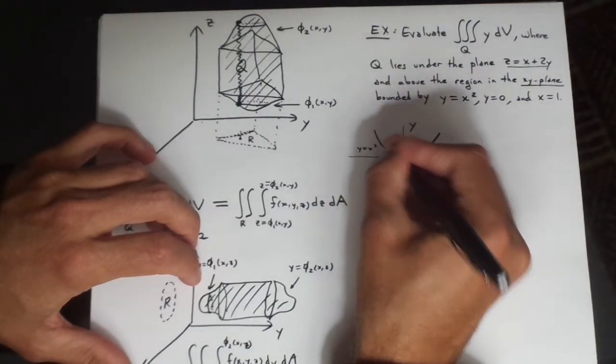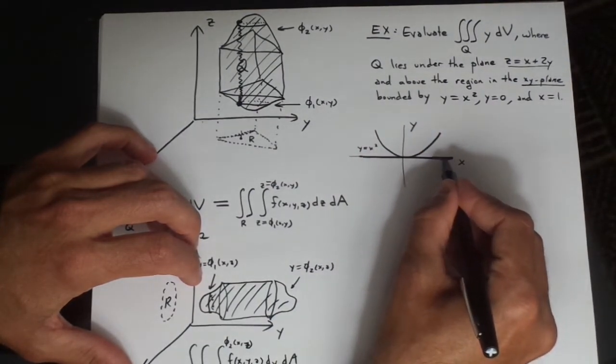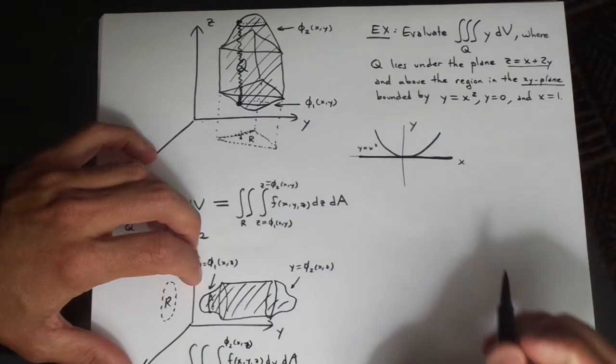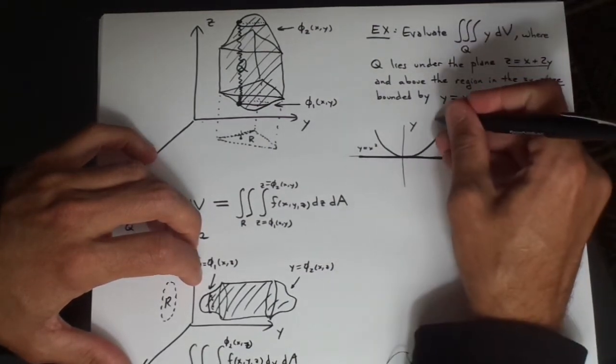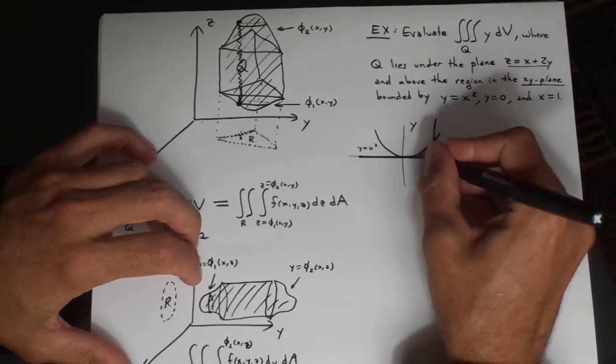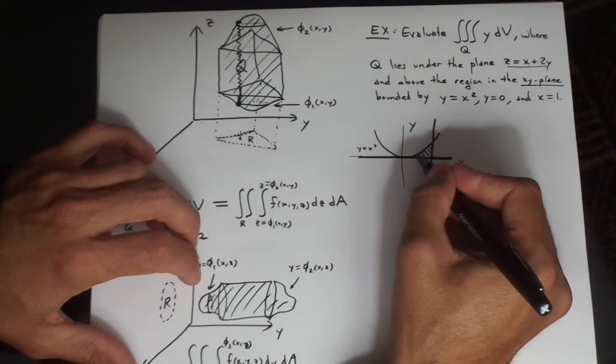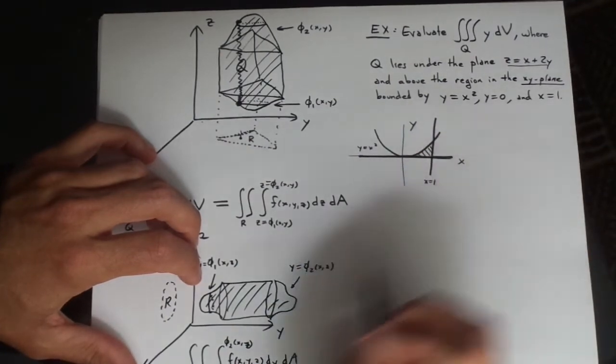And then we also have y equals 0, which is the x-axis here. So now I'm drawing it heavier. And then we have x equals 1, which I'm going to put right over here. Okay? So you can see the region is right there. That bounded shape on the xy plane.